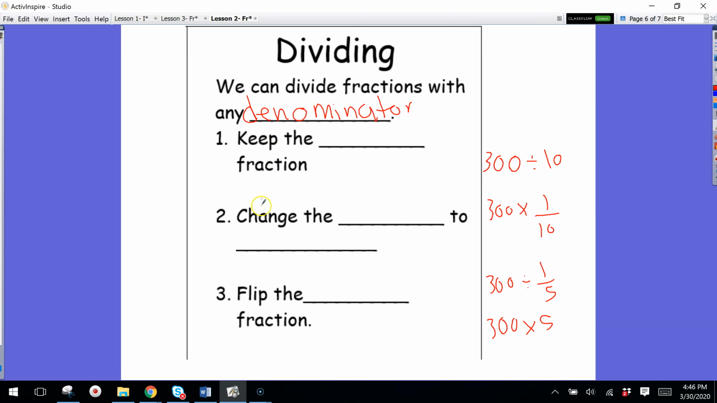So the process of this is called keep, change, flip. We keep the first fraction. The first fraction is what you're dividing, and that stays exactly the same. We're going to change our problem from division to multiplication. And we're going to flip the second fraction, or in other words, make it into a reciprocal. All right, so let's try it.